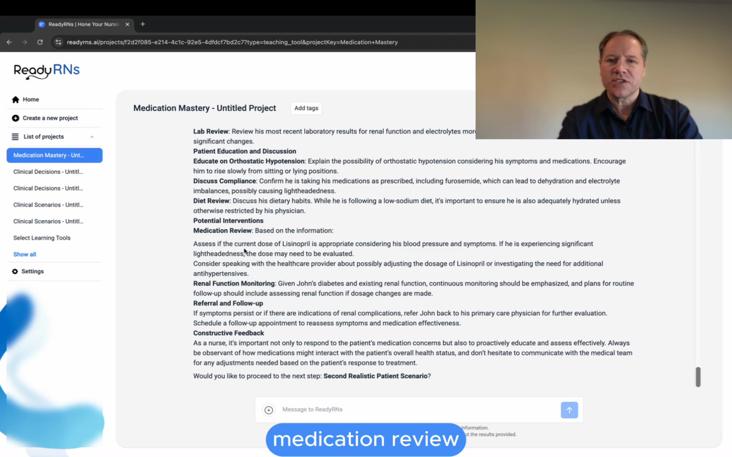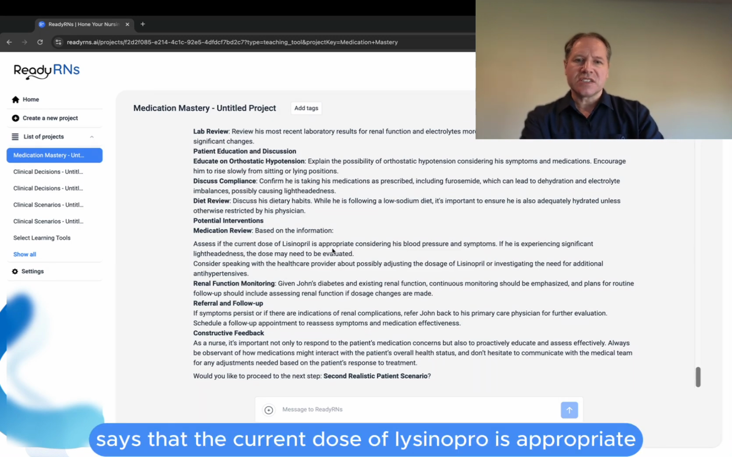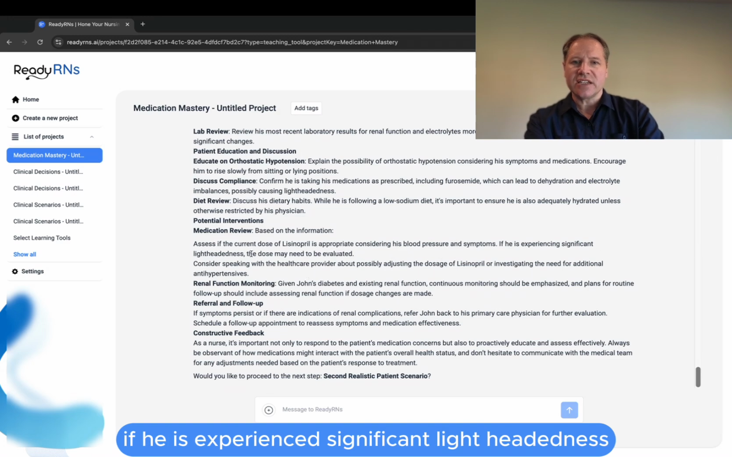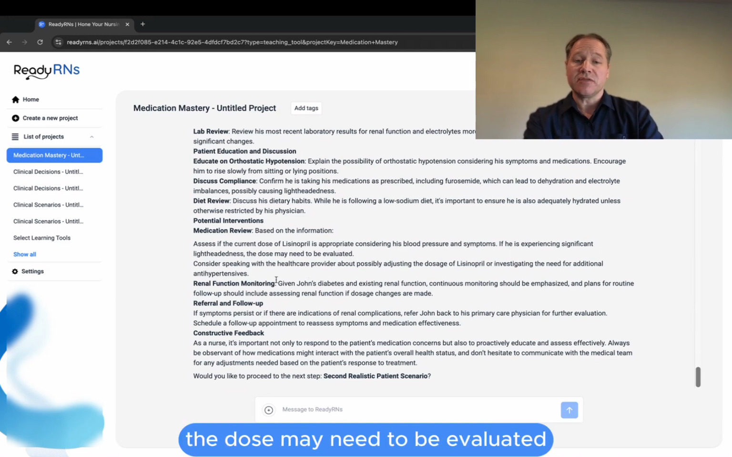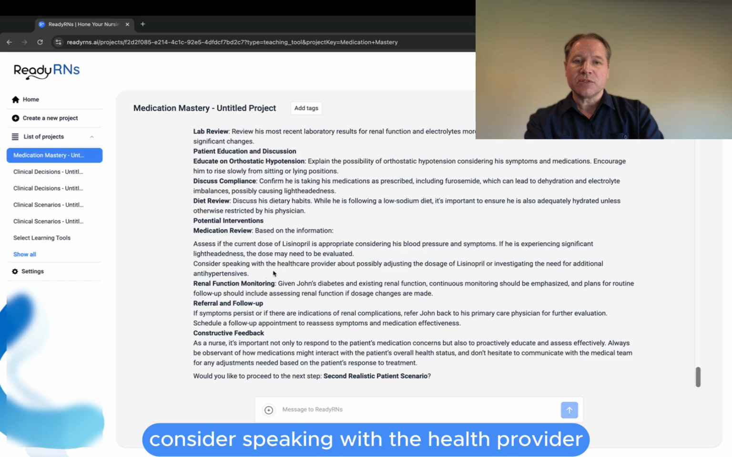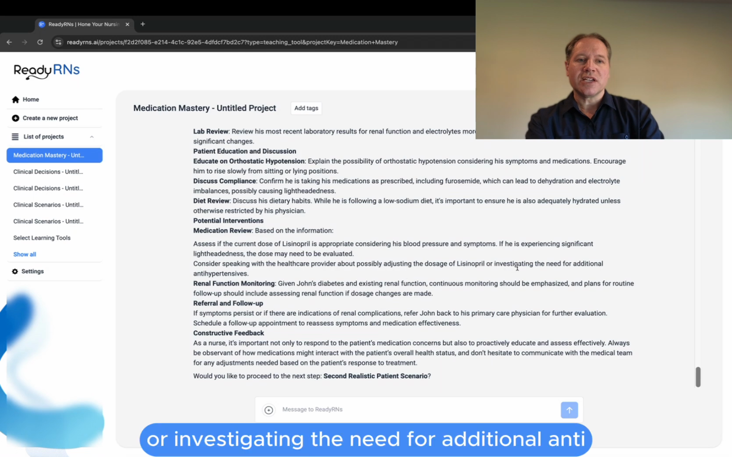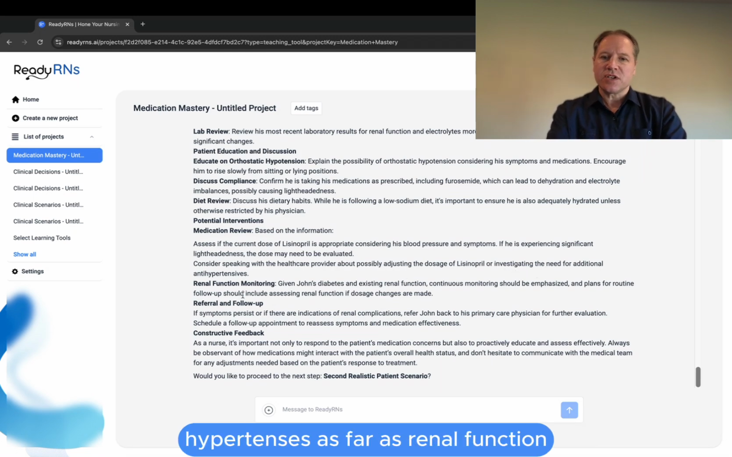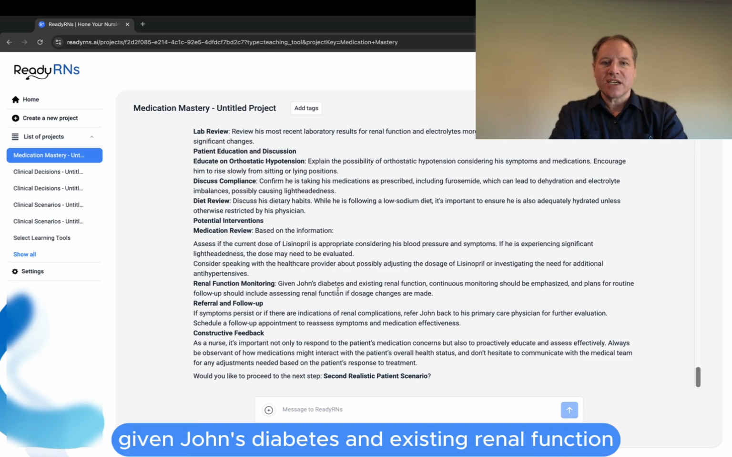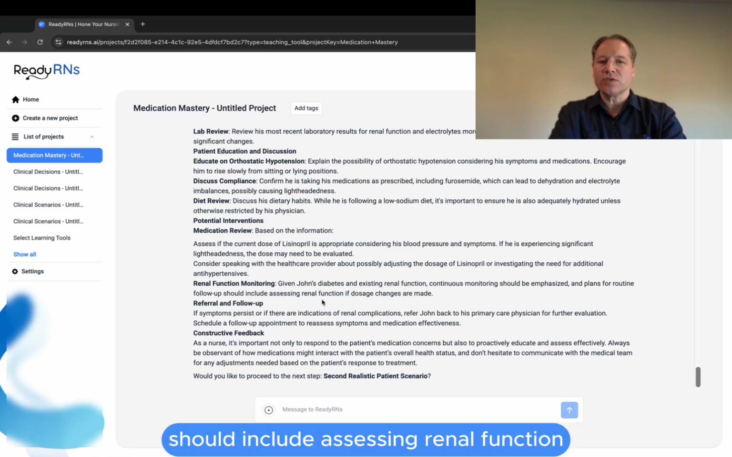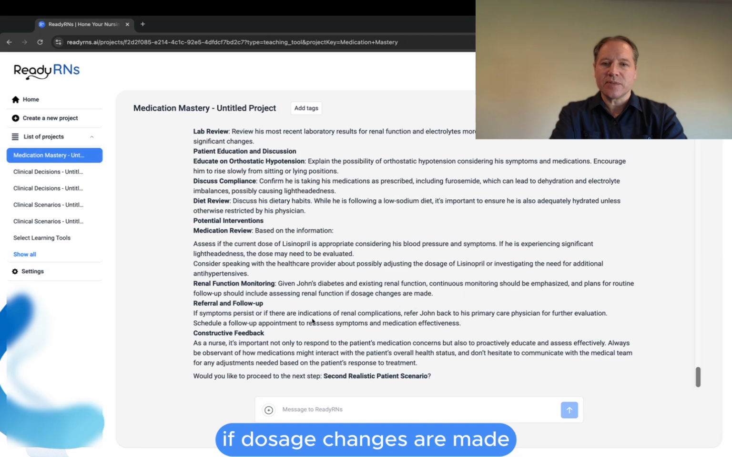Okay, so let's start with medication review. Assess if the current dose of lisinopril is appropriate considering his blood pressure and symptoms. If he's experienced significant lightheadedness, the dose may need to be evaluated. Consider speaking with a health provider about possibly adjusting the dosage of lisinopril or investigating the need for additional antihypertensives. As far as renal function, given John's diabetes and existing renal function, continuous monitoring should be emphasized, and plans for routine follow-up should include assessing renal function if dosage changes are made.